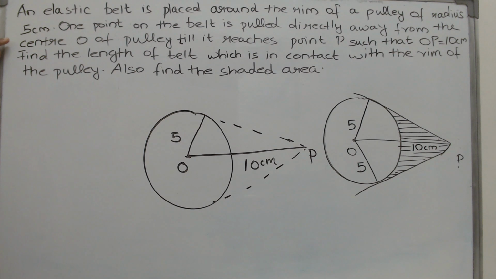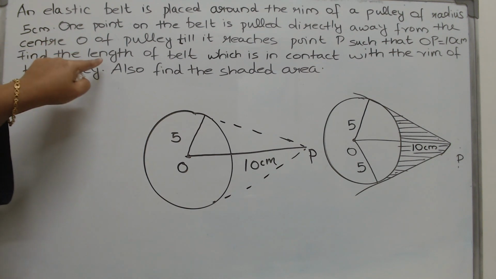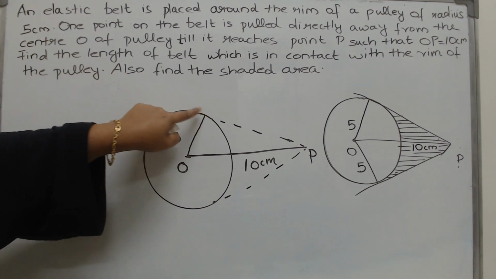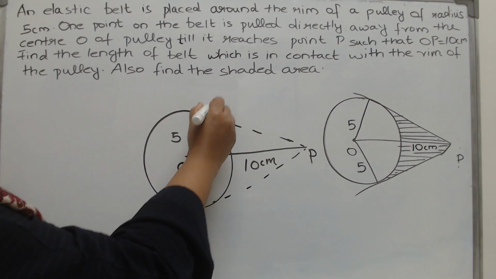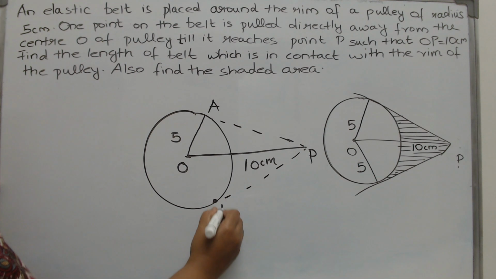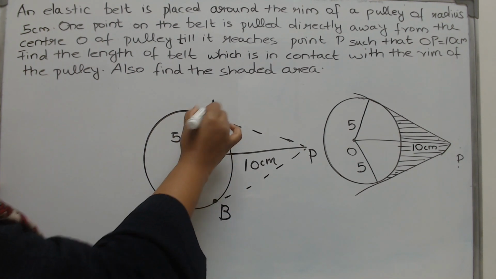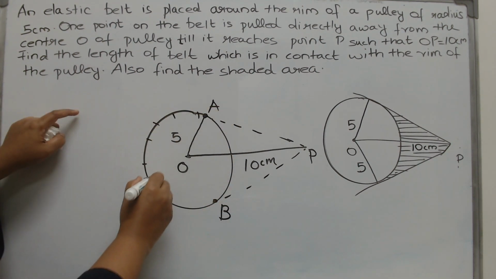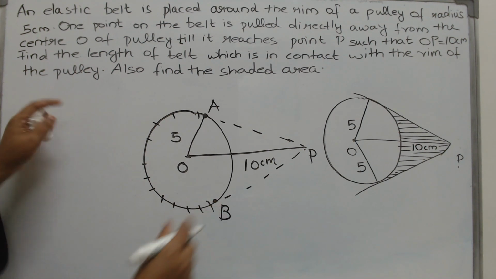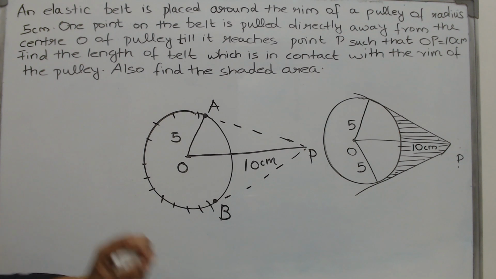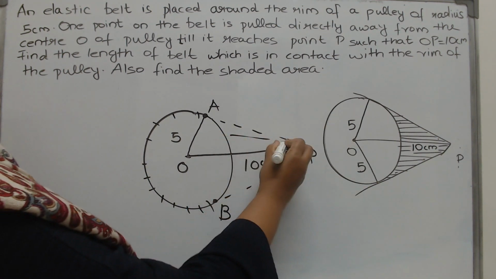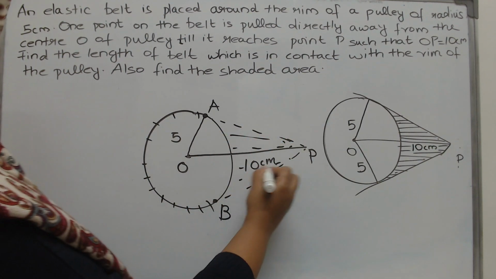Now what do you have to find? You have to find the length of the belt which is still in contact, not the one which we pulled. If this is A and suppose this point is B, we have to find this part of the circumference which is still attached to the pulley, not the one that we pulled away. That is one thing you have to find. The next thing you have to find is the area of this shaded region.